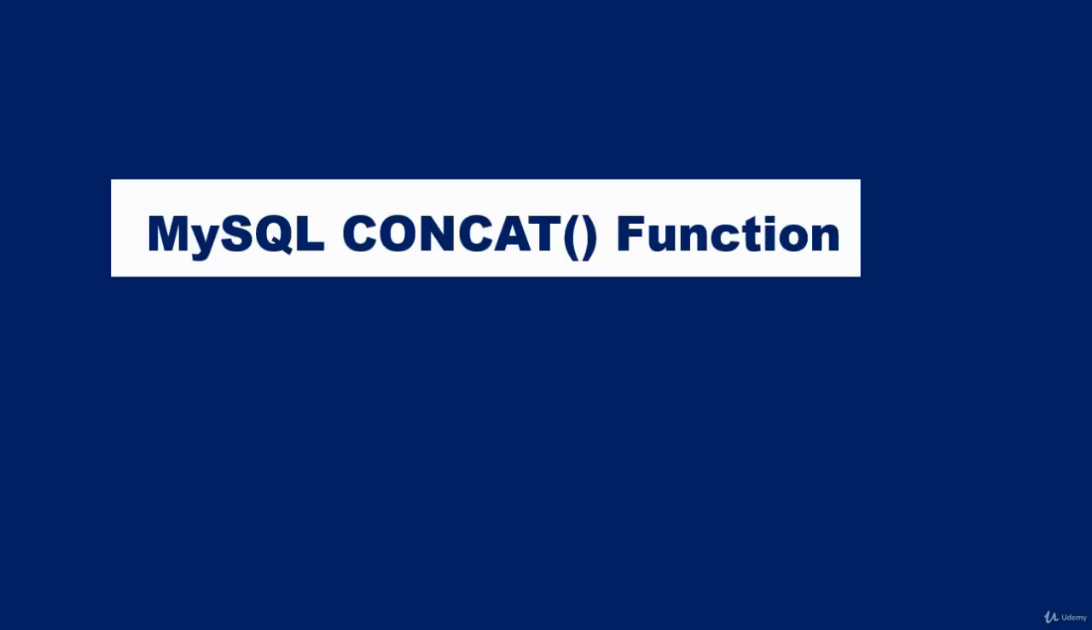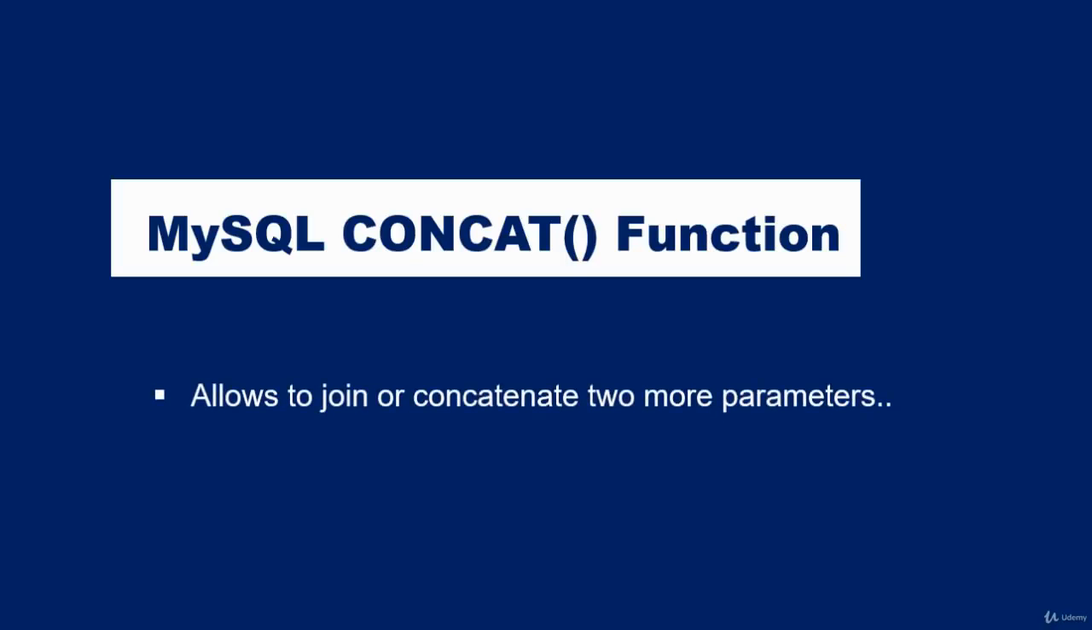Hello and welcome to this video. The concat function allows you to concatenate or join two or more parameters. By concat, it basically means you are joining two or more parameters. Concat function returns a string that results from concatenating the parameters.